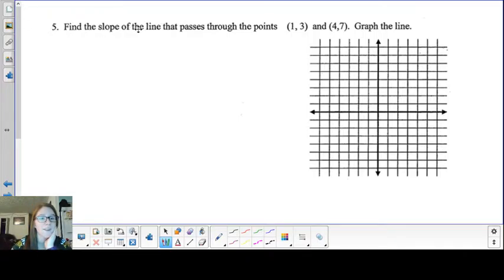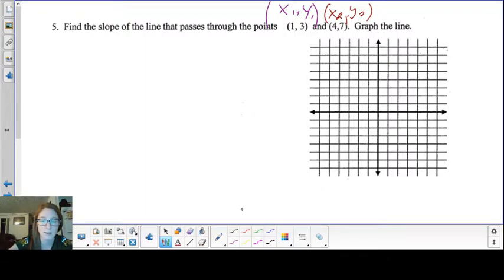For example, number 5, find the slope that passes through these 2 points and then graph it. So again, the 1, 3 is going to be considered my x1, y1. The 4, 7 will be my x2, y2. It's just simply because I see the 1, 3 first. It's written to me in that order, so that is the first x and y I have.